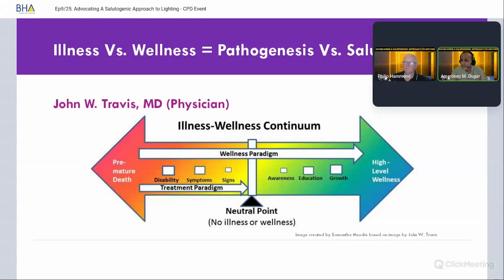Now, this got me really intrigued. Can lighting actually do that? Can lighting educate people, create awareness, create this growth to move people from this neutral point towards a higher level of wellness?